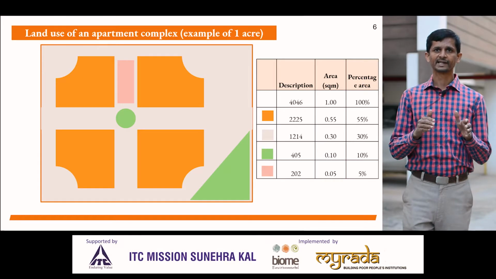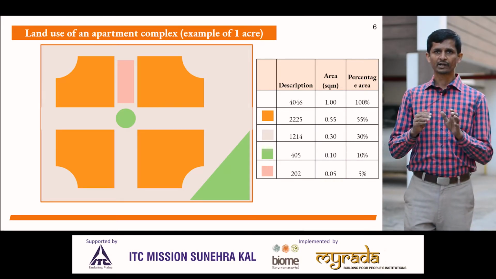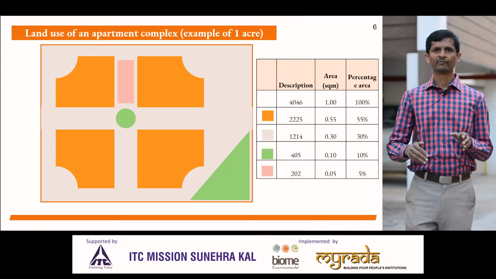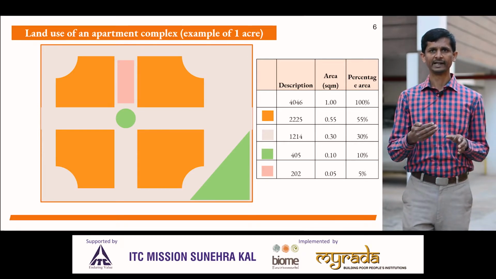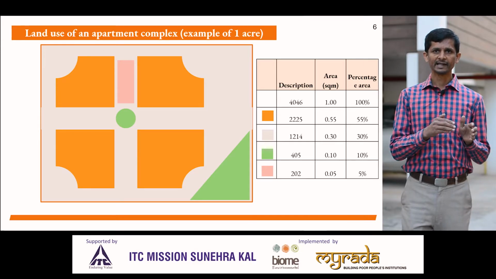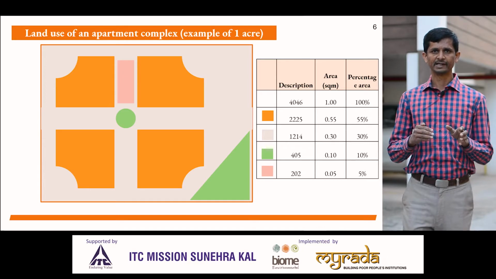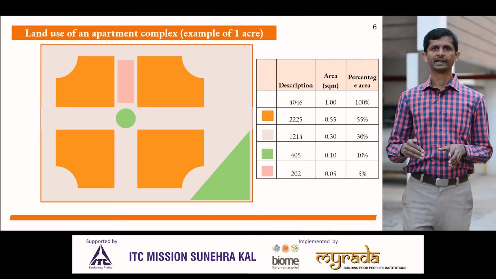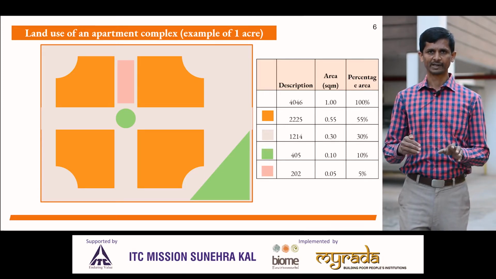The land use is generally divided into 4 categories: the plot area, road or paved area, park and open spaces, and civic amenities. For the purpose of this video, let's assume the apartment area to be 1 acre. If you observe, the major land allocation is generally given to the built up area, which is about 55%, the road area is about 30%, park and open spaces is minimum 10%, and civic amenities is minimum 5%.